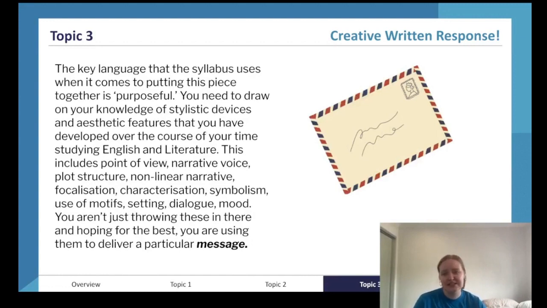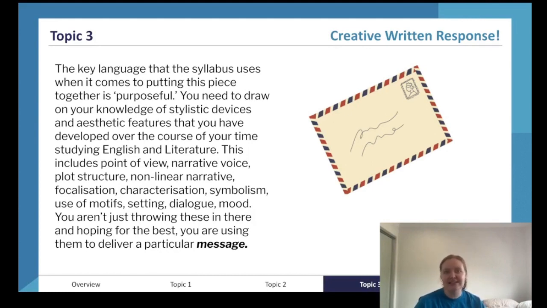So the key language that the syllabus uses when it comes to putting this piece together is purposeful. You need to be drawing on all of the knowledge that you have of stylistic devices and aesthetic features from all the other assessment pieces that you have done throughout your schooling, both in English and literature. This includes point of view, narrative voice, non-linear narrative, plot structure, symbolism, motifs, setting, dialogue, vocalization, mood. You aren't just throwing these in there and hoping for the best. You are using them to develop and deliver a particular message for your audience.